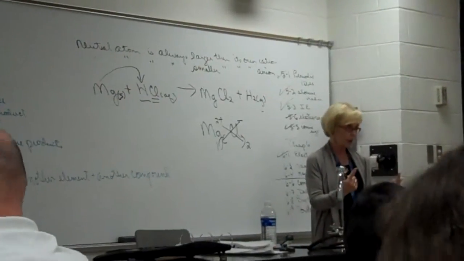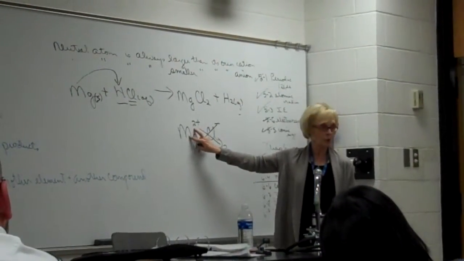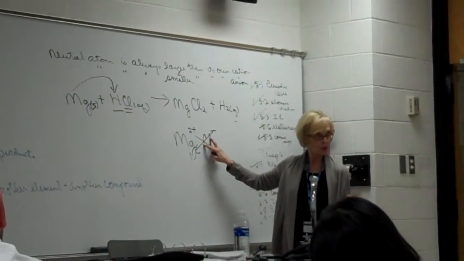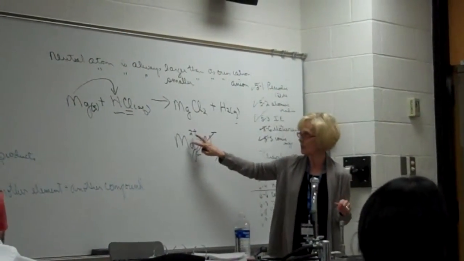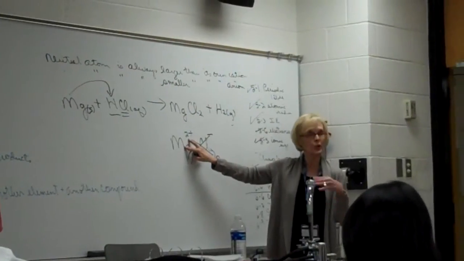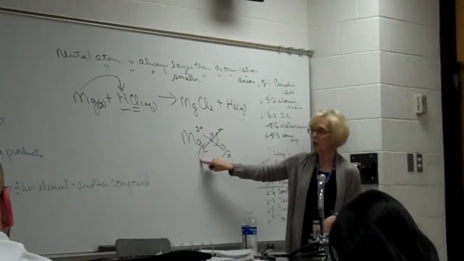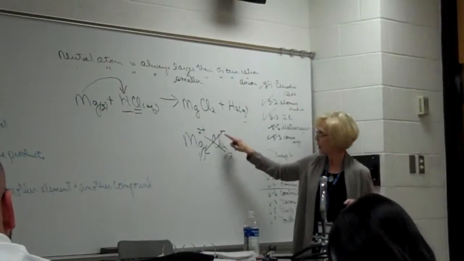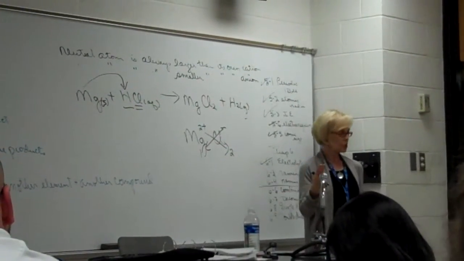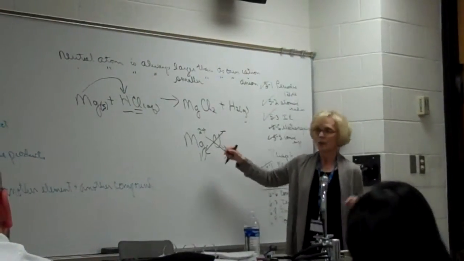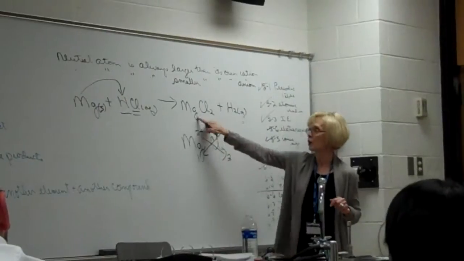Here's the thinking way. This is plus 2. This is only minus 1. To balance out charges, it's going to take 2 of these guys to balance out that plus 2 charge, because we need neutral compounds. Here's your checkpoint. Plus 2 times 1 is plus 2. Minus 1 times 2, minus 2. Neutral compound. So you write it like this. Everybody catch, you do not leave the charges in this.